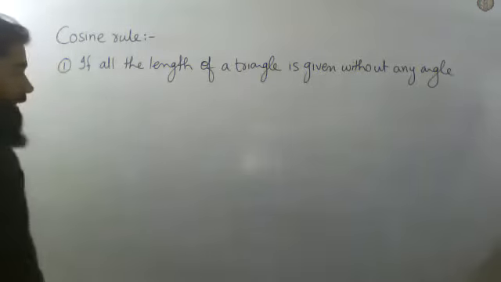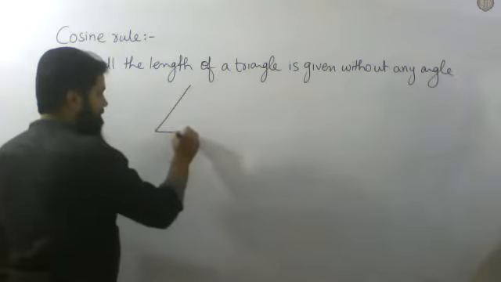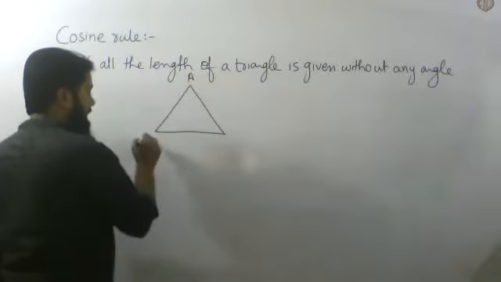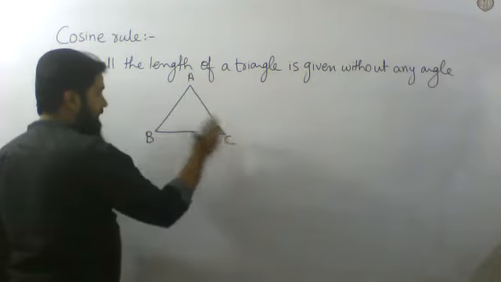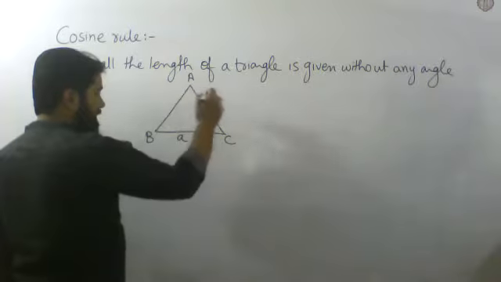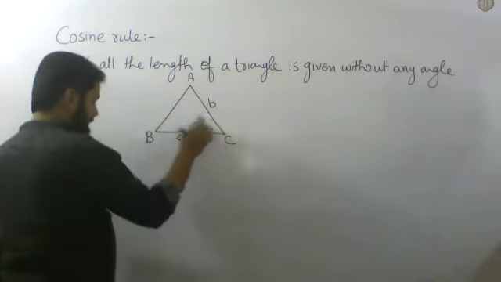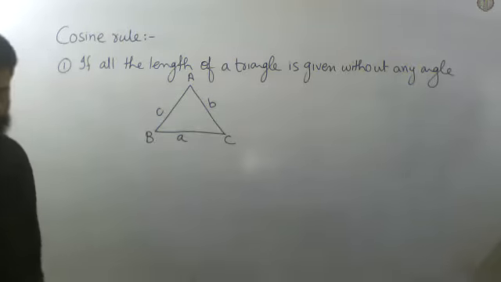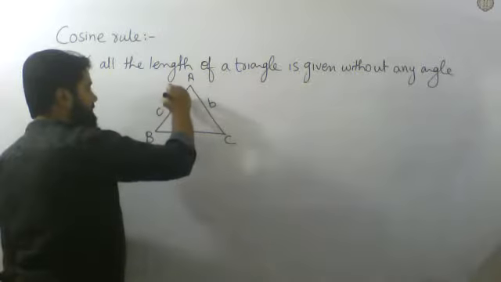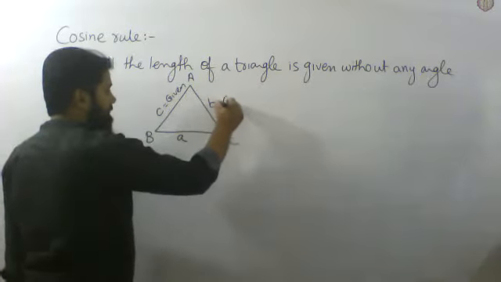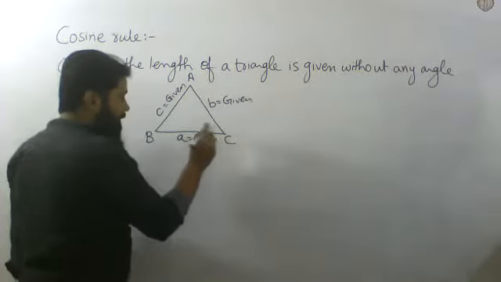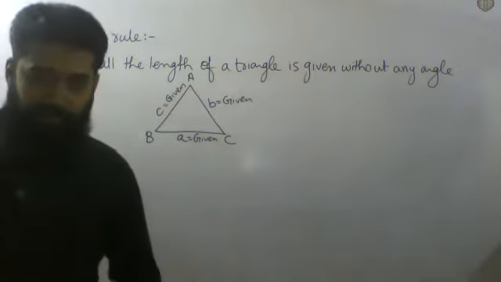Okay, for instance, they are saying that this is angle A, angle B, angle C. Opposite to angle A is a small a. Opposite to angle B is side b. Opposite to angle C is side c. Now they are saying that, for instance, this is given, and this is given. I'm not adding any value. I'm just saying, okay, for instance, if it is given.